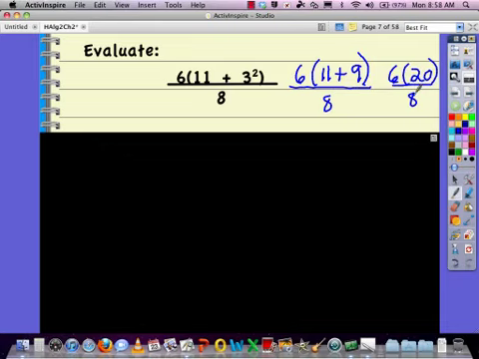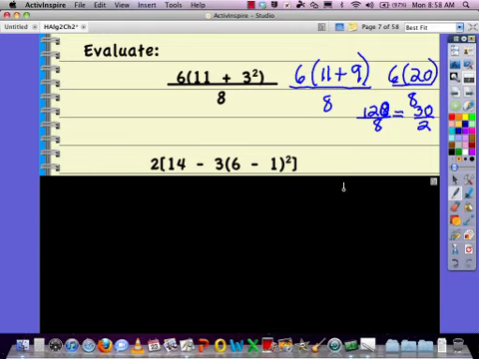And now last but not least here, 6 times 20, you could cancel if you wanted, but 6 times 20 is 120 over 8. If we do 120 over 8, and then we can reduce. 4 goes into 120, 4 goes into 8, and after that you can see that's another name for 15.